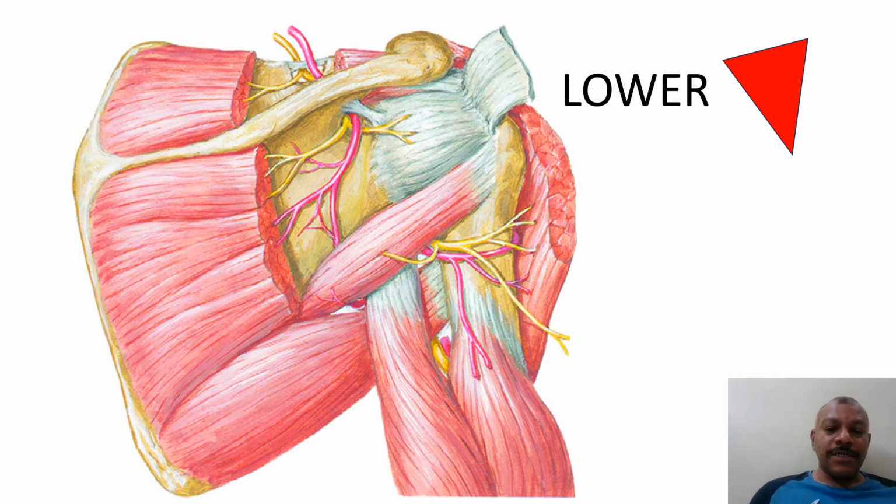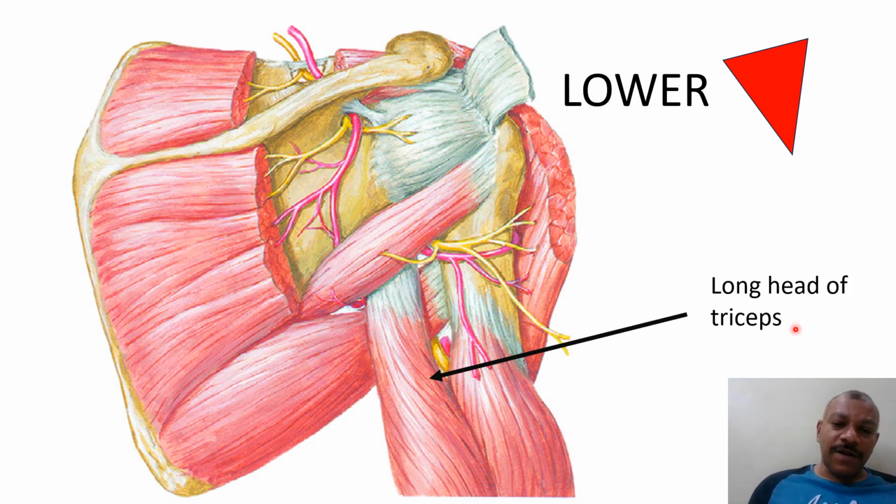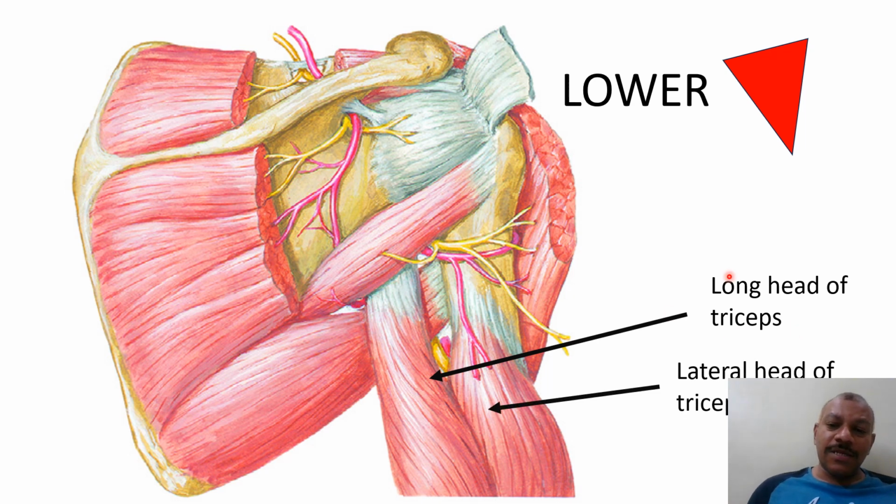Now coming to the lower triangular space. We have seen this space, called the quadrangular space, and this space is your upper triangular space. Now below, what is this? This is your lower triangular space. Now let us see the boundaries. The medial boundary is formed by the long head of triceps brachii, and the lateral boundary is formed by the lateral head of triceps brachii. You can see the upper half is formed by the shaft of humerus as well. The superior boundary is formed by the teres major. Now we can identify this is the lower triangular space.